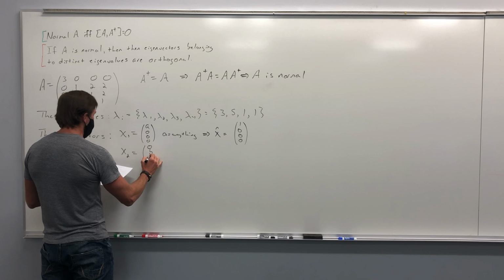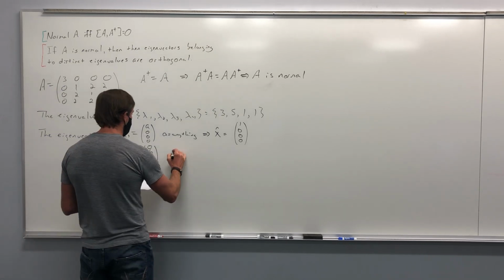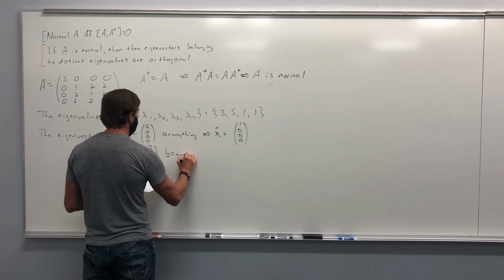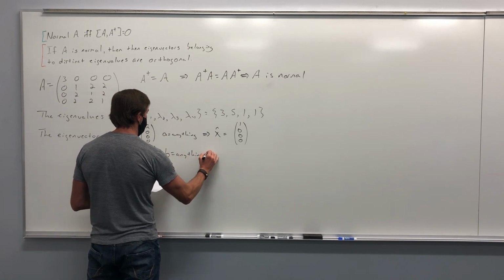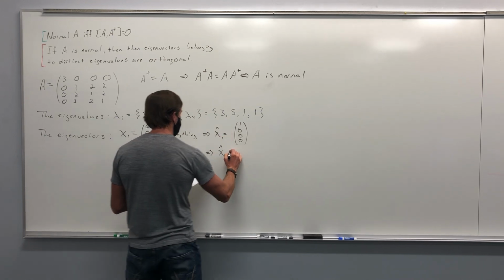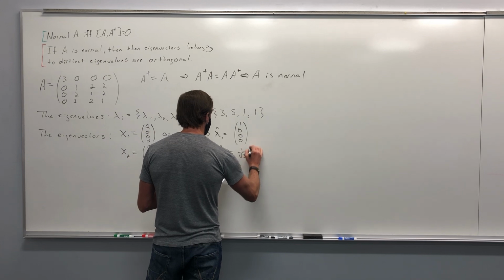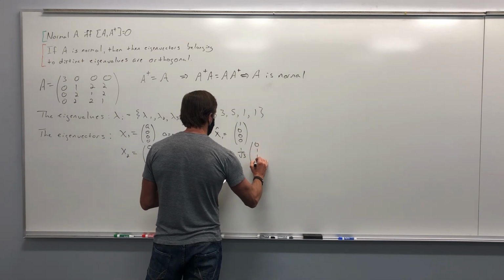This comes out to be 0, B, B, B, where B is anything. And the normalized version of this would be 1 over root 3 times 0, 1, 1, 1. Okay?